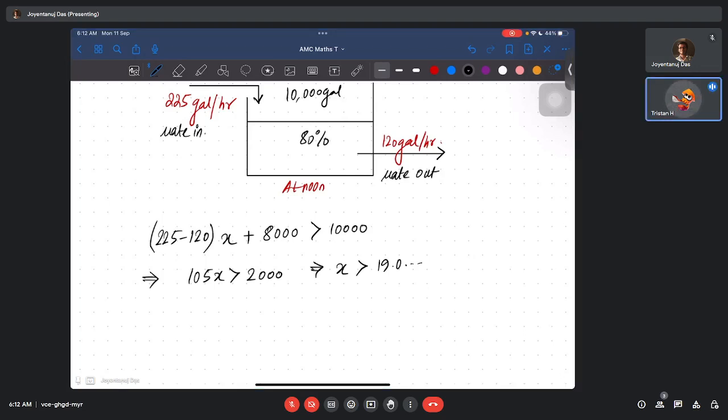I thought he starts filling it at noon. Yes, starts filling at noon. And so from noon, you're saying it is greater than 19 hours, right? So it is 20 hours, right? From noon, yes, so it's 20 hours. So 20 hours after noon is how much? It will be 8 a.m., you're saying. Yes, okay.